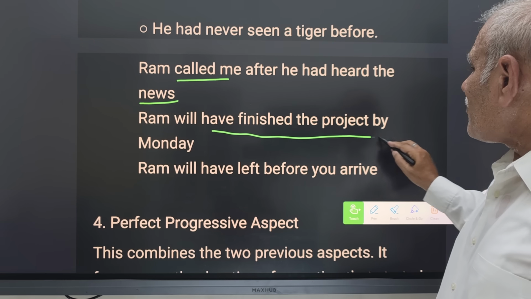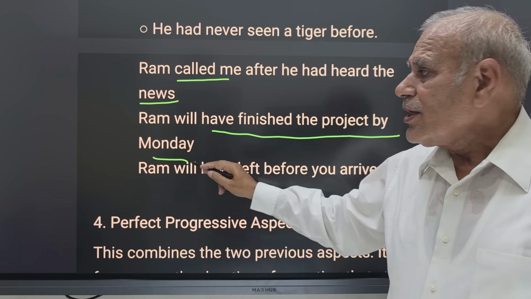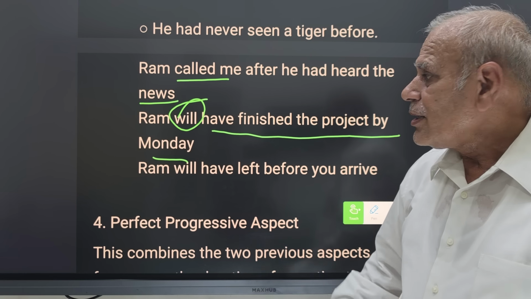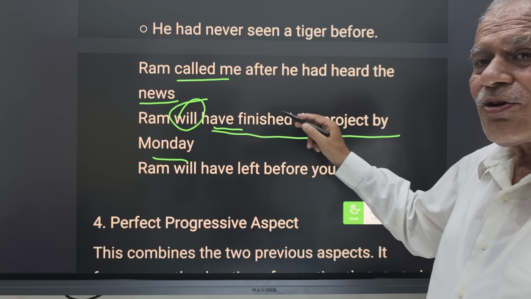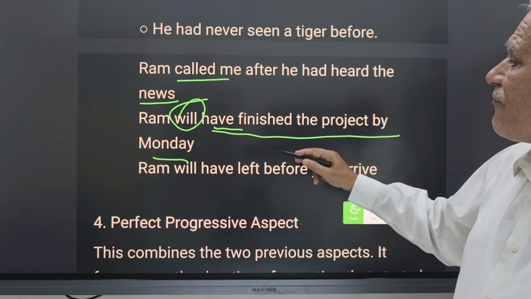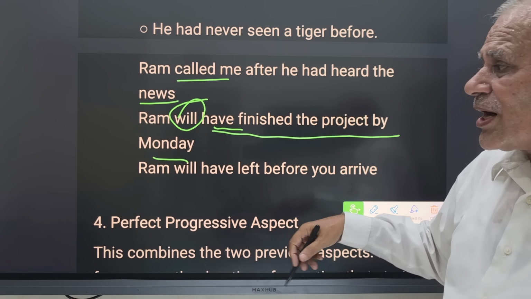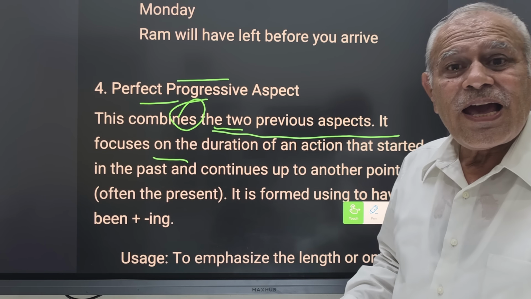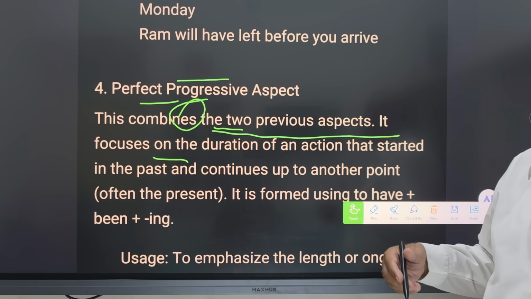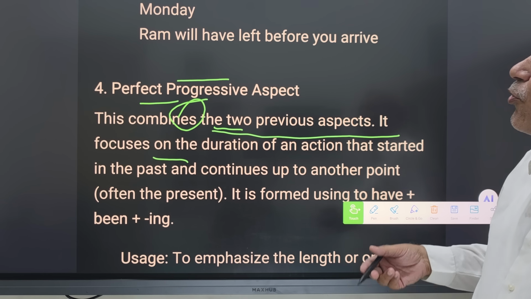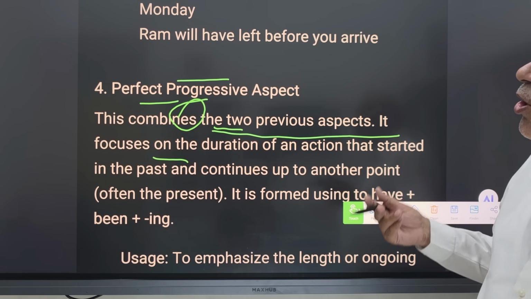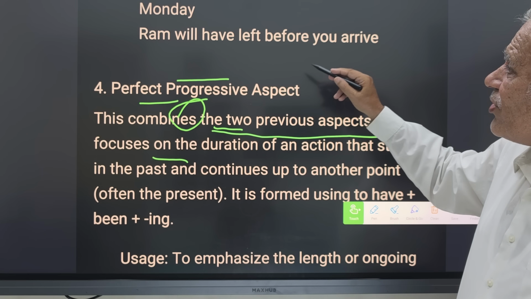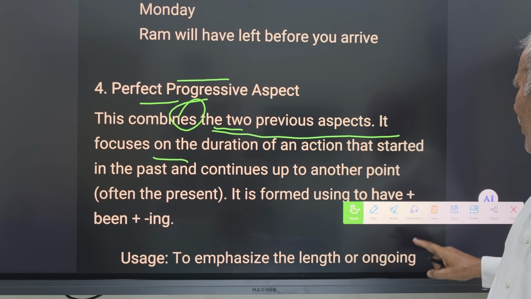Ram will have finished the project by Monday. We are using here will, and again have. We are talking about future. Ram will have finished the project by Monday. Deadline is Monday. Ram will have left before you arrive. See the similarity. The train had left before I reached the station. The bell had gone before I reached the school. Ram will have left before you arrive.